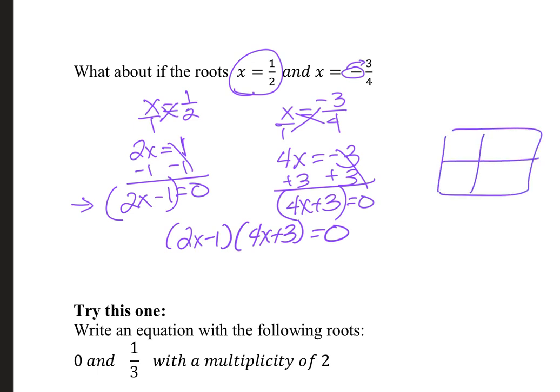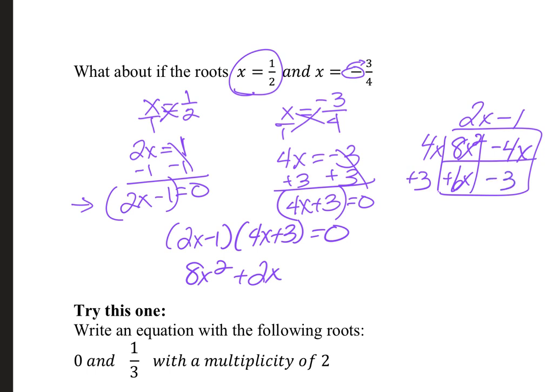Yes, and that is where the fun begins. I'm just kidding. It never ends here. So 8x squared, and then the two that we add together are negative 4x and positive 6x. So I wind up getting positive 2x and then negative 3.